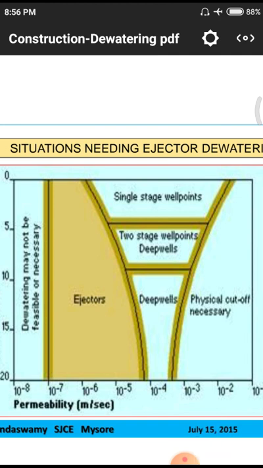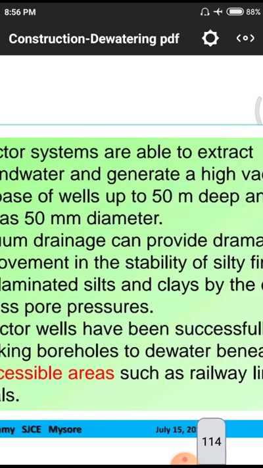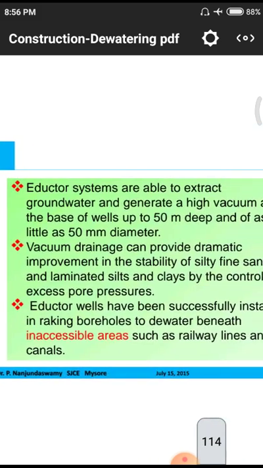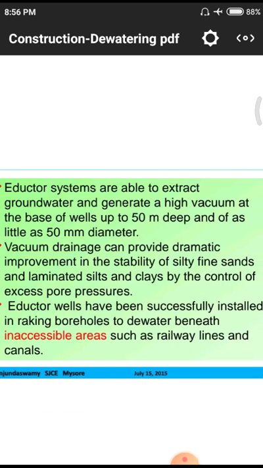If it is a 5-meter depth, we will go for single stage well points. 10 meters depth, automatically go for two stage or deep wells. If it is beyond 10 meters, we will go for deep wells. If it is beyond 20 meters, we have to go for these ejector dewatering systems. Normally, ejector dewatering systems have the capability of drawing down water at a depth of 50 meters also, with the help of 50 mm diameter pipes, that means 2-inch pipes.